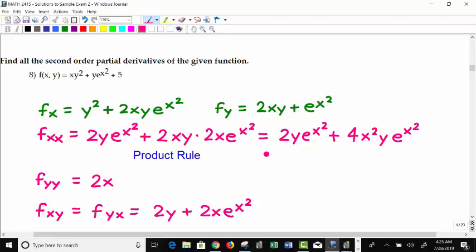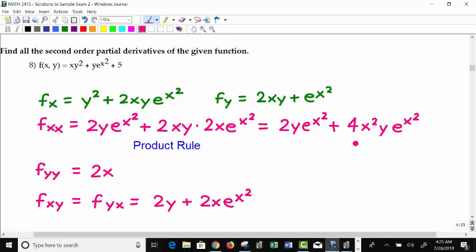And what did I do here? Oh, nothing fancy other than just combine some loose terms here. 2x times 2x makes 4x squared. So that was just simplifying terms.